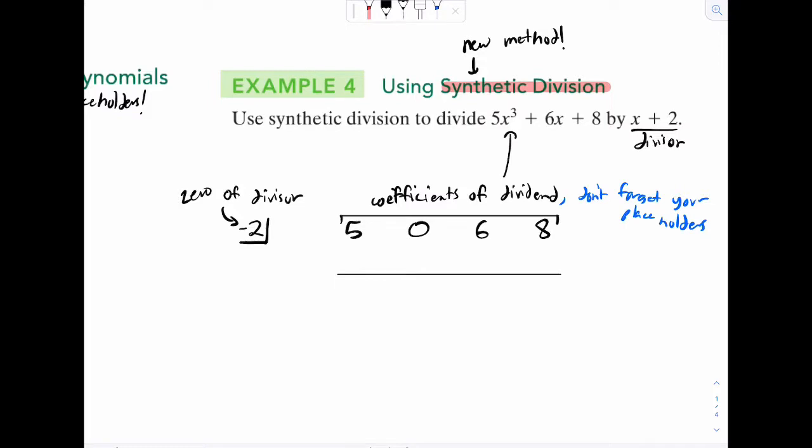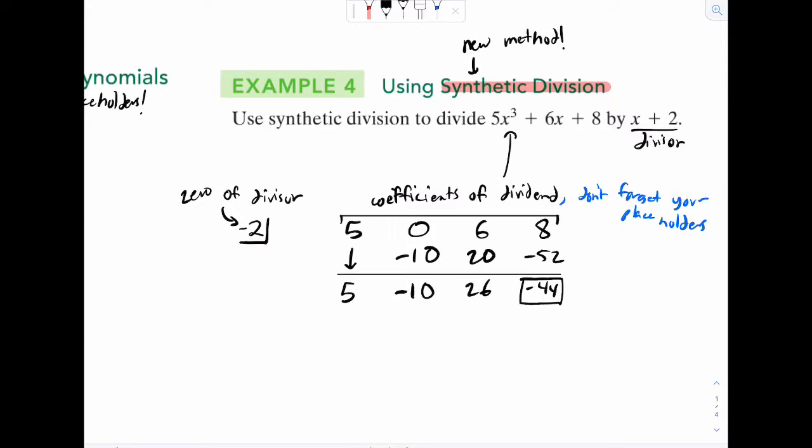Okay, so now let's do the synthetic division. The way it works is you drop the first number, 5, and you simply multiply. Negative 2 right here times 5. So multiply these two and write it right here. Now, once you have this, you add these two numbers. So that's negative 10. And now multiply again. Negative 2 times negative 10. So these two, you get 20. Now add them. You get 26. Now multiply. That's negative 52. Now add them, and you get negative 44.